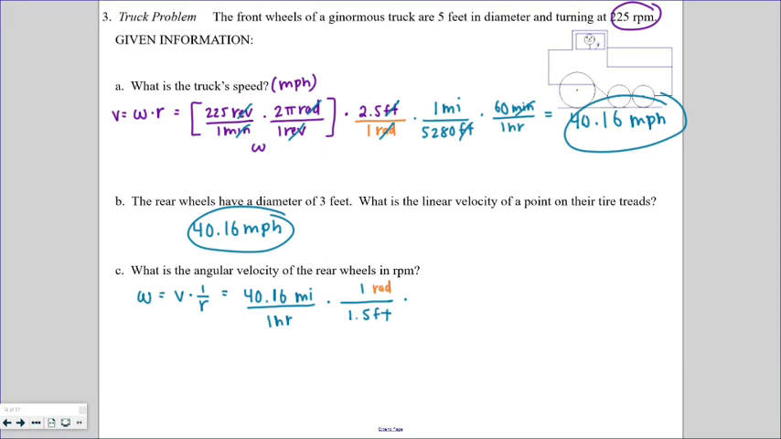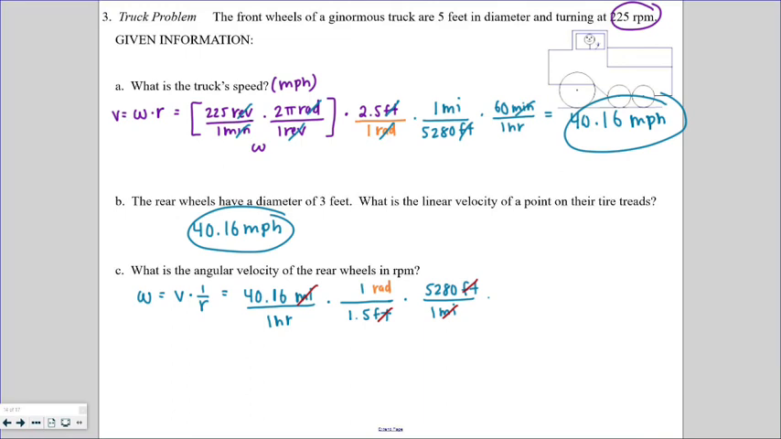Right now, as it stands, actually nothing is canceling, so I've got to do some work here. Feet and miles, they don't cancel each other out, so I've got to turn the feet into miles before I can finish this problem. 5,280 feet are in 1 mile. And then we see the feet cancel with the top and the bottom feet, and the miles cancel as well. Great, so what do we have left? Now we have radians over hours, but we need revolutions per minute.